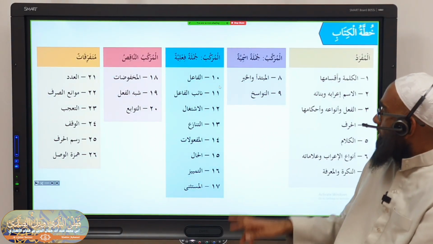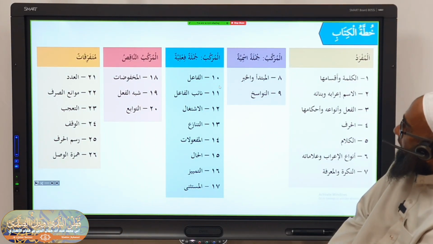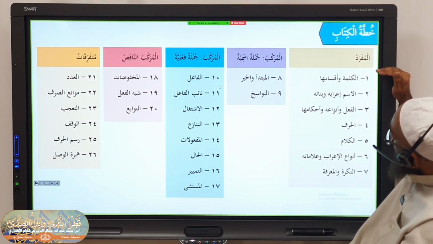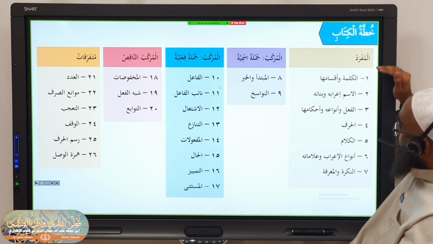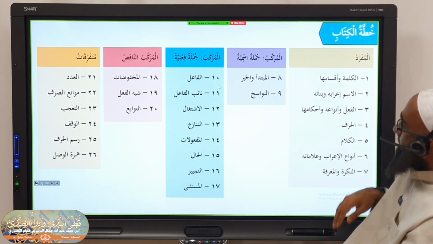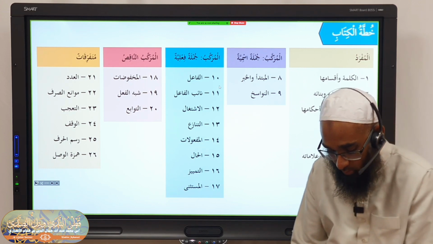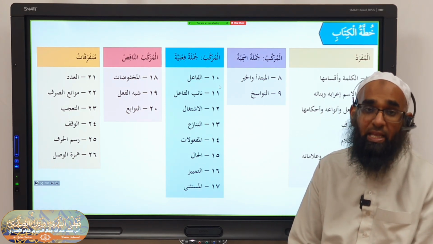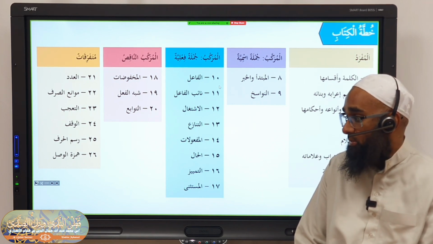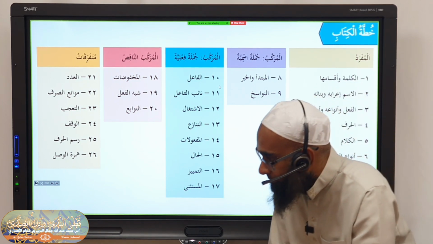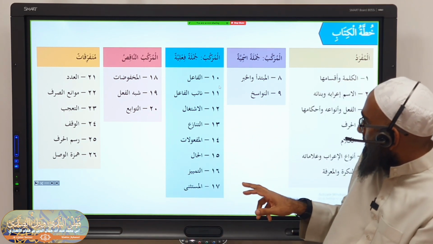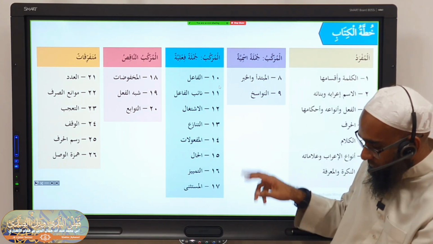Okay. So we have here, if you look at the table again, we have a summary of our book. And we said here, we've done kalima wa aqsamuha. So we've done kalima, we've done ism, fi'l and harf. And now we're going on to al-ism, nouns. What's a noun? What are the signs of a noun? How do you differentiate a noun? And its types, and whether it's mu'rab or mabni.